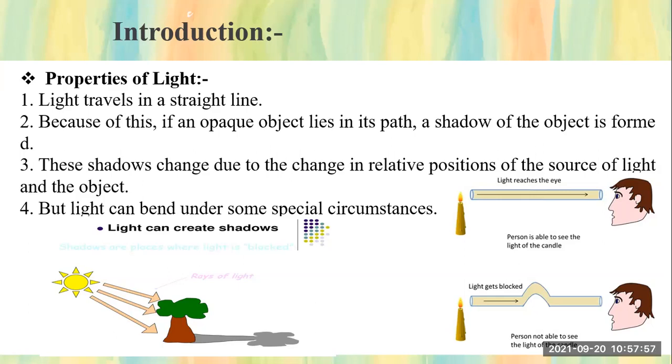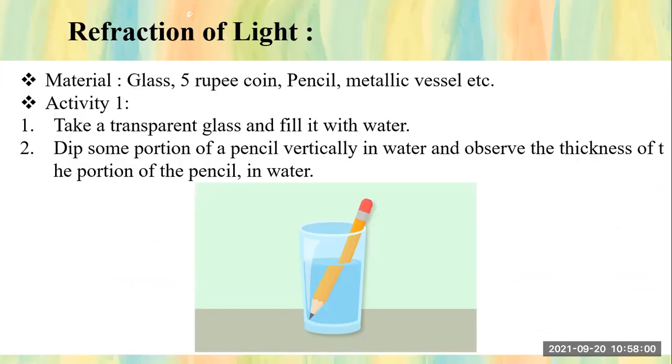Okay. Now see, students, before learning what exactly the refraction of light is, we will perform some activity. To perform this activity, there are some materials which are easily available at your homes. You have a glass in which we drink water. Can you see a picture of a glass here, right? You'll need a 5 rupees coin or any coin, okay? Then you'll need a pencil and a metallic vessel. This much you'll need for this activity.